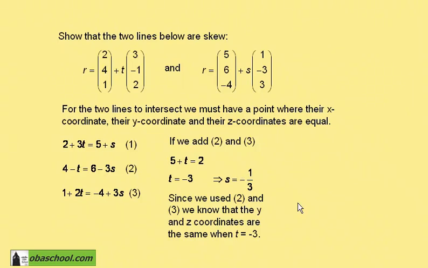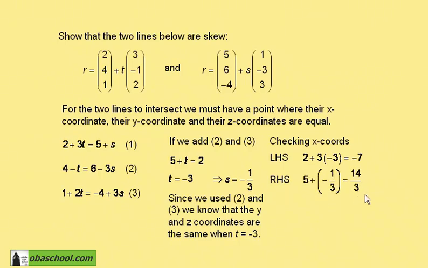But of course for the lines to meet, we need the x-coordinates to be the same as well. So we need to check the x-coordinates. Looking at the left-hand side, that's the 2 plus 3t, and using this value of t, we get minus 7. Now looking at the right-hand side here, and using this value for s, we get 14 over 3. These are not the same, so the lines are skew.